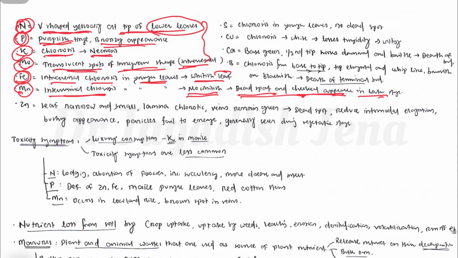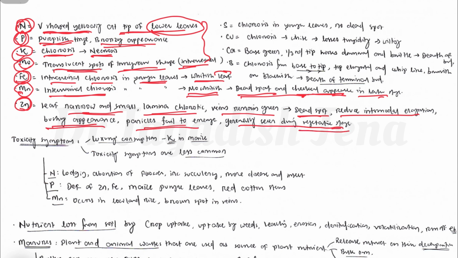Okay. Now for zinc deficiency, a moderately mobile nutrient, the leaf will be narrow and small, the lamina will be chlorotic, veins will remain green, followed by dead spots, reduced internodal elongation, and a bunchy or bushy appearance. Panicles fail to emerge, and it is generally seen during the vegetative stage.